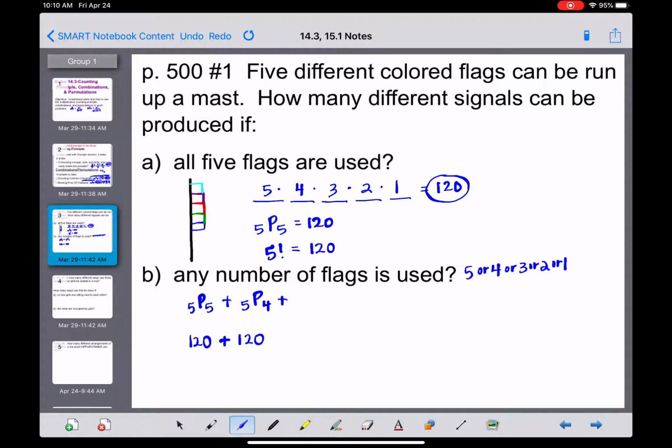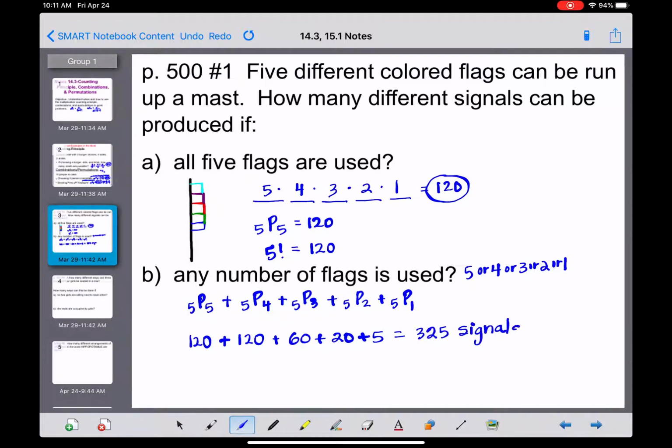And then we would do or 3. So that would be 5 permutations of 3. And you guys, I think, are hopefully getting the idea here. And then 2 would be 5 permutations of 2, and then 5 permutations of 1. So we would find each of those and add them together. So 5 permutations of 3 is 60. 5 permutations of 2 is 20. 5 permutations of 1 would be 5. So we would add those up and we would get 325 signals.